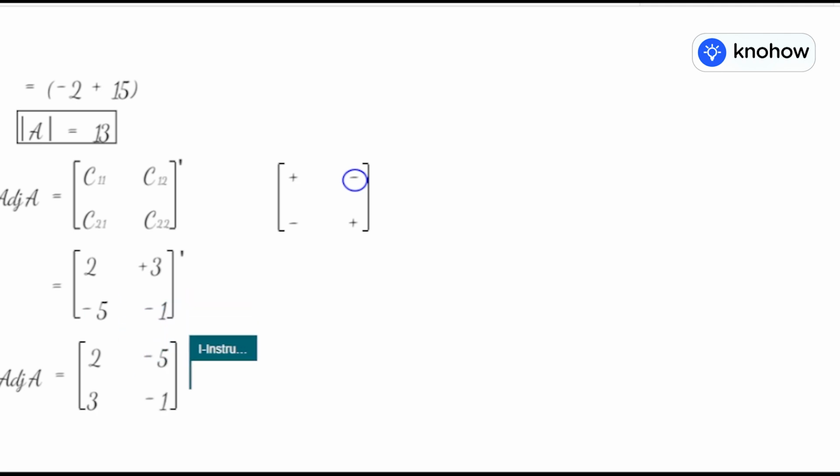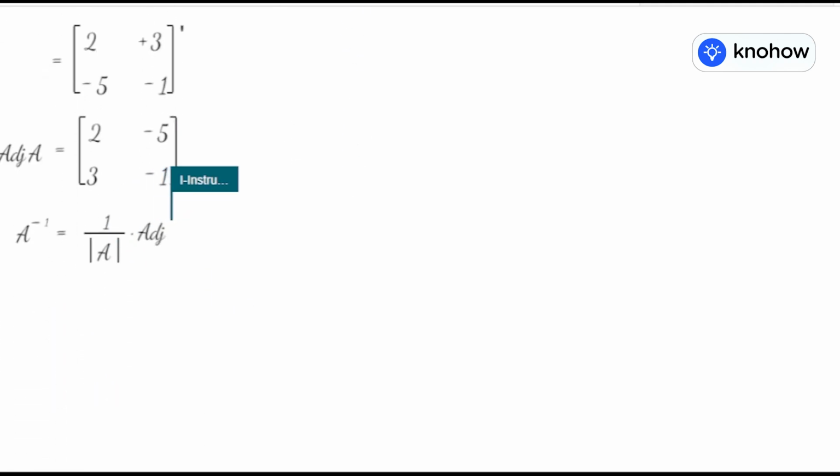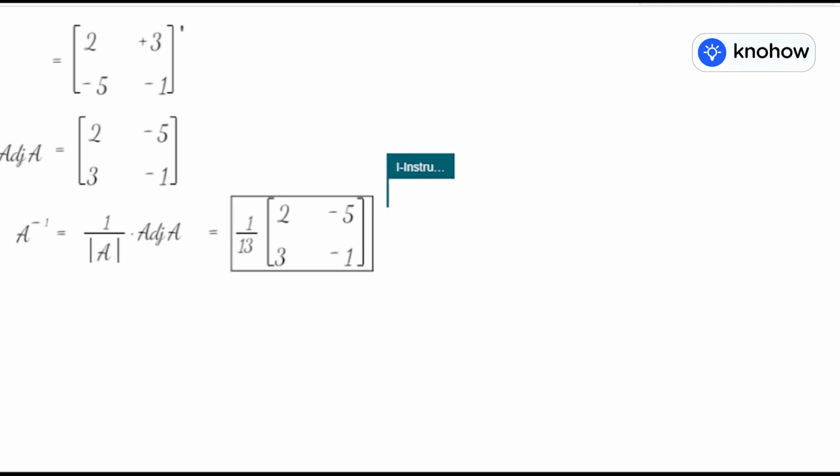So now we have determinant A, we have worked out the value of adjoint A, so we can say yes, A inverse is, again write the definition, 1 by determinant A into adjoint A, and fill in the numerical values. That is 1 by, what is the value of determinant A? 13, and we worked out adjoint A as 2 minus 5 and 3 minus 1. So that is the value of A inverse.